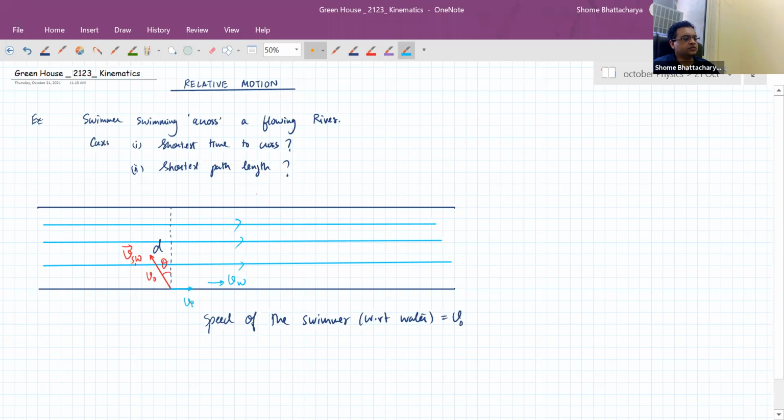So this is the velocity of the water. Okay. And the vector sum of these two. Now let's say in the general case, the vector sum of these two is something like this. Then the swimmer will end up with a net velocity which will be like this, going in this path.